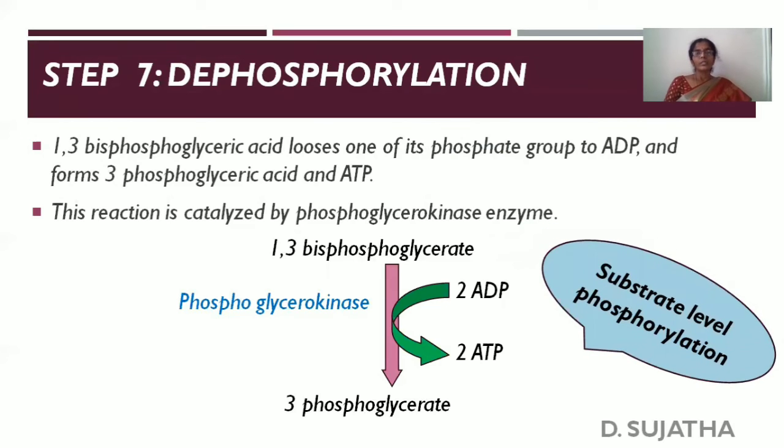Here phosphorylation is taking place, that is, the conversion of ADP into ATP. The ADP is taking the phosphate group from the substrate, that is, 1,3-bisphosphoglyceric acid. So it is getting the phosphate from the substrate. This phosphorylation is called substrate level phosphorylation.